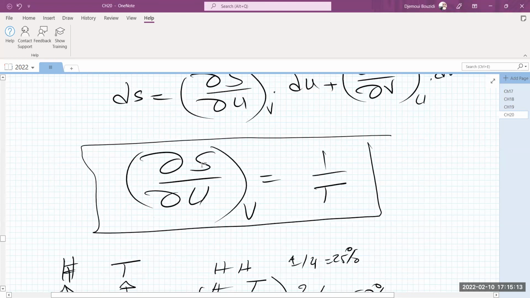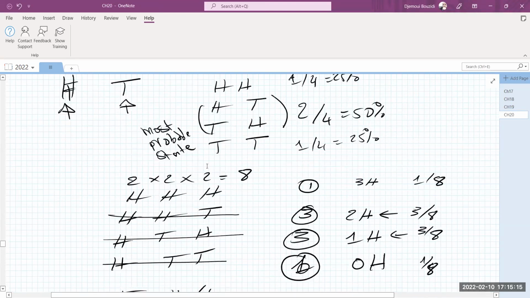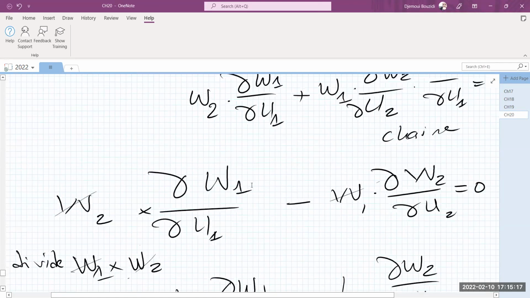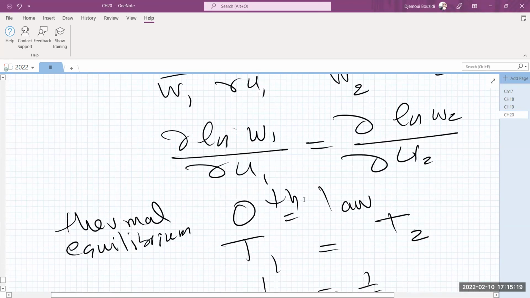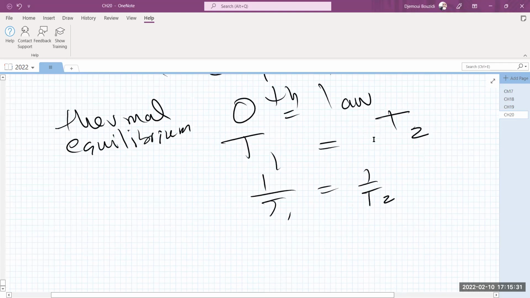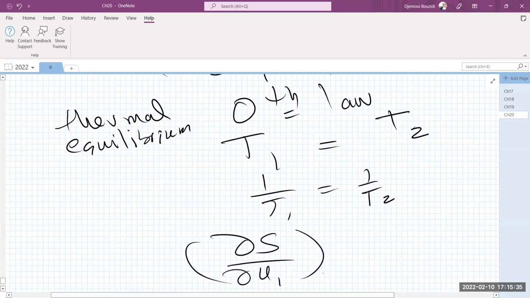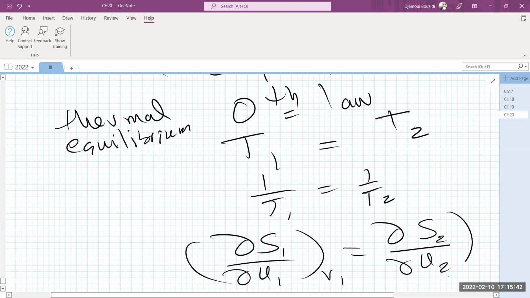This is delta S with respect to U at constant volume. And by the way, this whole process is at constant volume too. So for these two derivatives, the volume V1 is constant and the volume V2 is constant. And this says that delta S with respect to U1 at constant volume V1 is the same as delta S with respect to U2. This is S1, this is system 2 at constant volume V2.